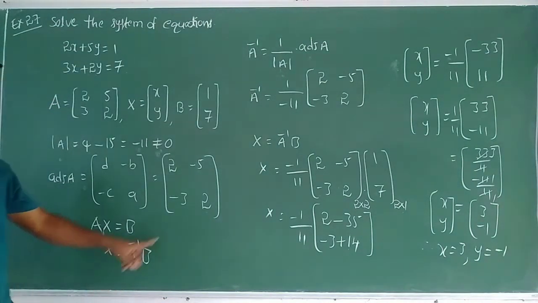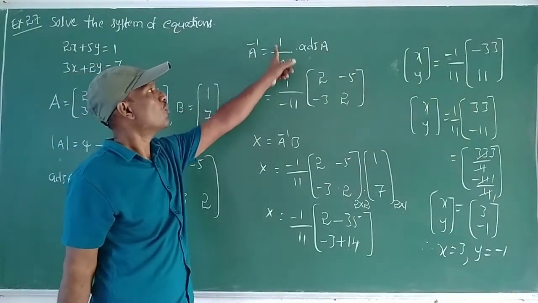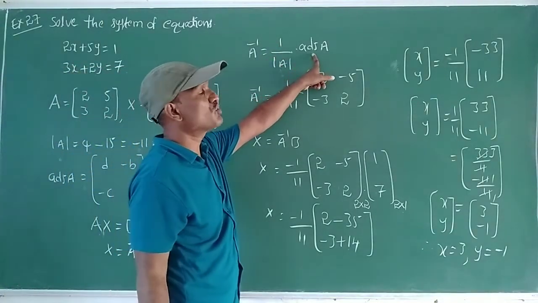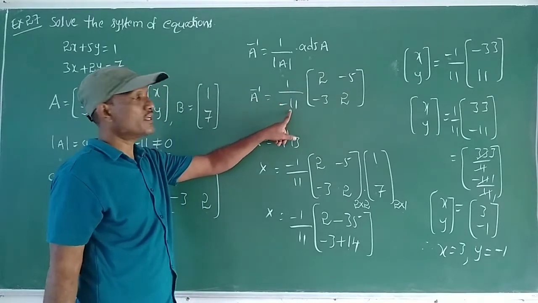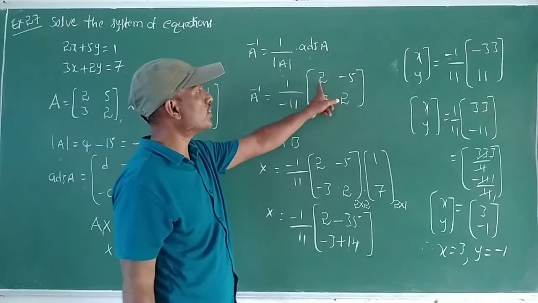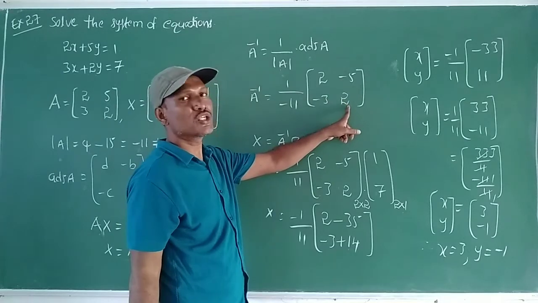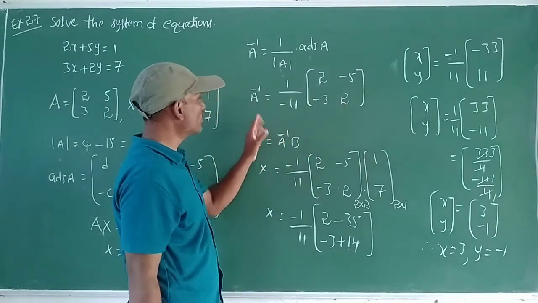First, find out the A inverse. A inverse equal to 1 by determinant A into adjoint A. The determinant A value is minus 7, into adjoint A, which is 2, minus 5, minus 3, 2. Okay, next, A inverse.